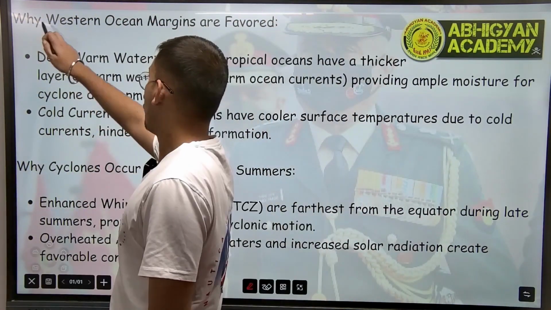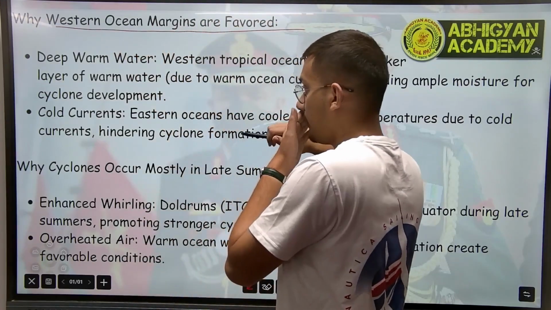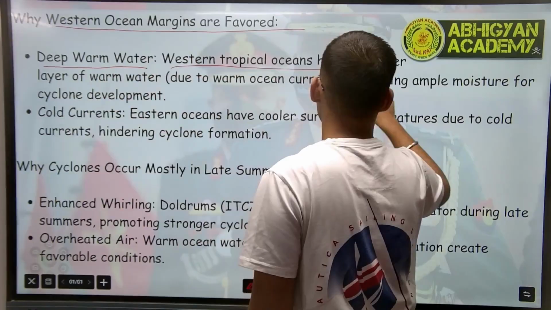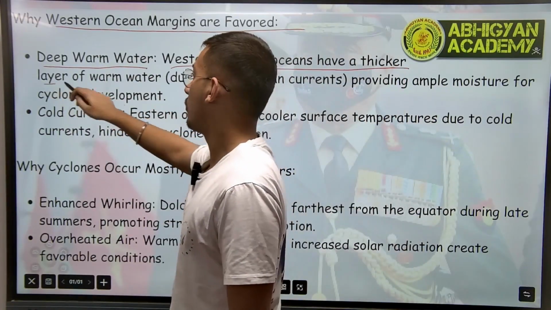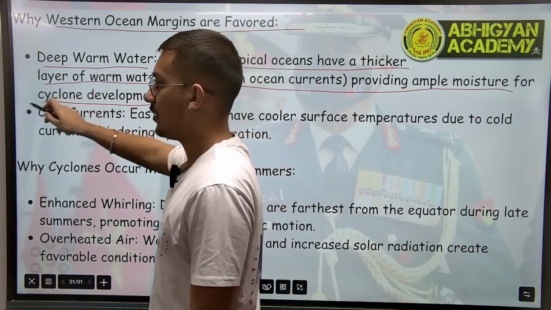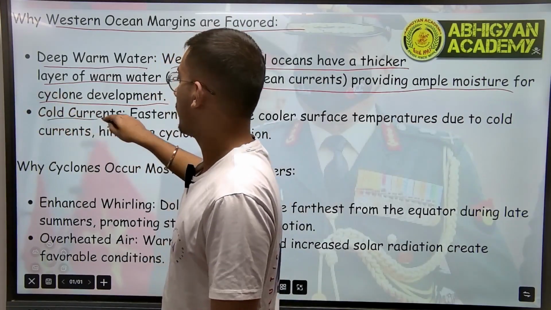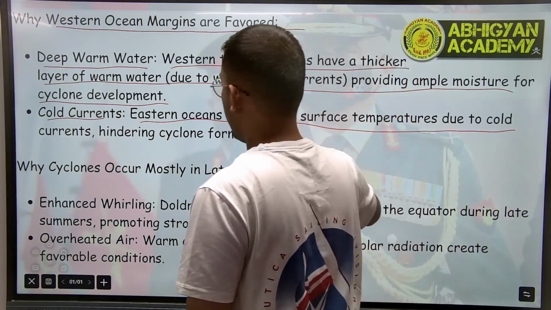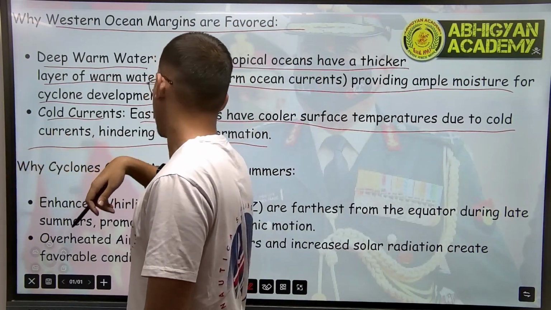So here we can see why western ocean margins are favored. So we have deep warm water. Western tropical oceans have a thicker layer of warm water due to warm ocean currents, providing ample moisture for cyclone development. Then we have cold currents. Eastern oceans have cooler surface temperature due to cold currents, hindering cyclone formation.